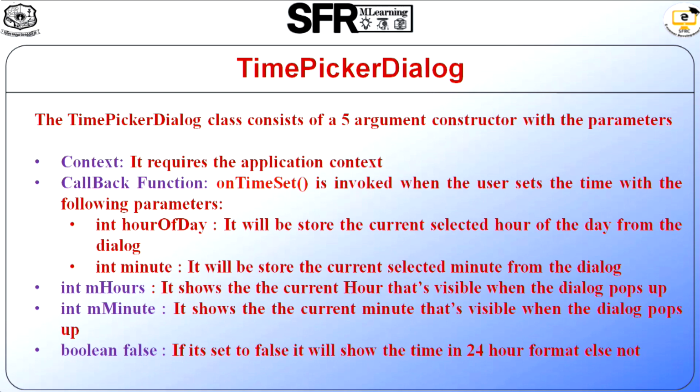The third parameter for the time picker class is hours. Hours is the current hour that can be displayed on the current system, and minute is also the current minute that can be displayed on the system. The last one is a boolean variable which, if set to false, will show the time in 24-hour format, or else you can set it to true.